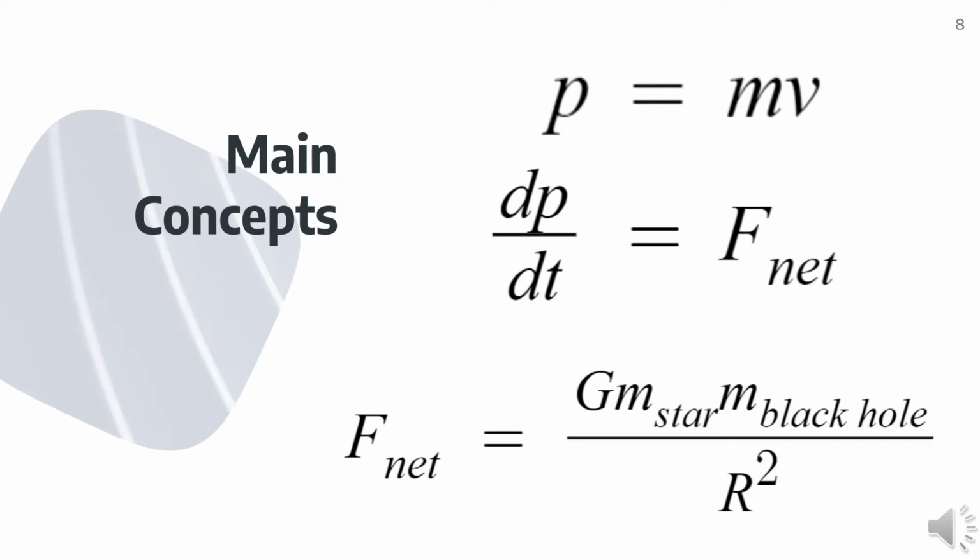I want to highlight the specific physics concepts I used when creating my code. First, I used two different forms of the momentum principle. I used the first equation, p equals mv, to update my momentum. Then I used the second equation, dp/dt equals Fnet, in order to solve for the net force of the system. Lastly, I rearranged Newton's law of gravitation as shown below in order to solve for the mass of the black hole.